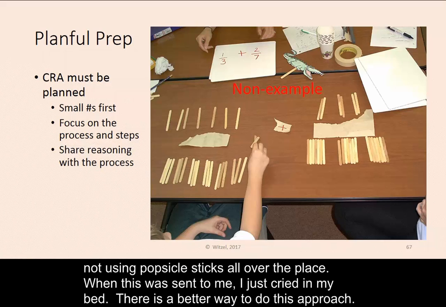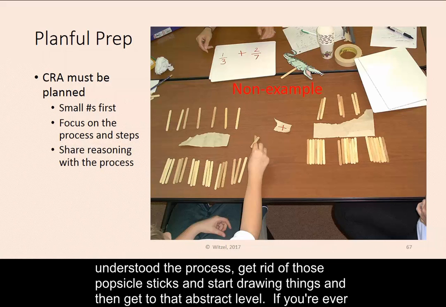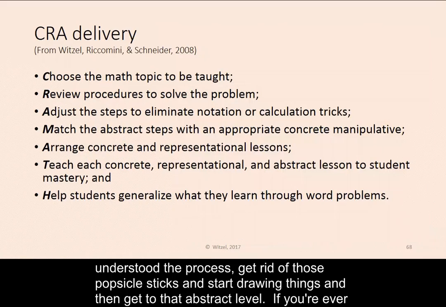Be planful. You don't need 21sts when you're working with popsicle sticks. You should have done halves and thirds. Once they understood the process, get rid of those popsicle sticks, start drawing things, and then get to that abstract level. If you're ever going to try CRA, you can pause here. We give you the CRA math strategy, and you can go through how do I set this up for myself.